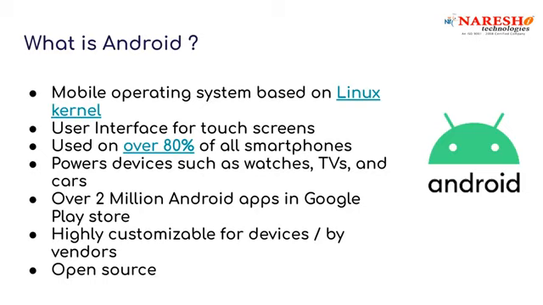So now let's come to the question, what is Android? We already discussed that Android is an operating system based on the Linux kernel. We interact with this operating system by touching the screen. It is used on over 80% of all smartphones. It also powers devices such as watches, TVs, and cars. There are over 2 million Android applications in Google Play Store.